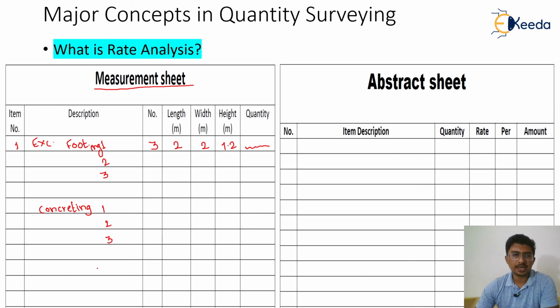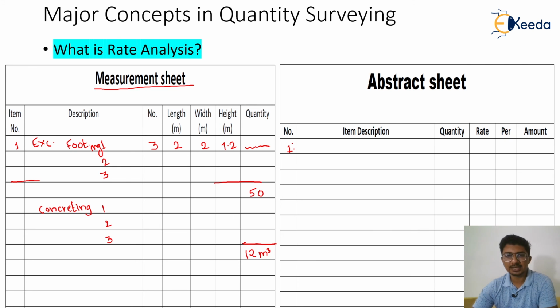Then we are going to have the shuttering. So like that we are going to have everything. Now at the end we are going to sum up: for excavation for footing, how much quantity I am going to need. Suppose 50 meter cube is the quantity I am going to take out. For concreting also, suppose I am going to use 12 meter cube of concrete. So this 50 and 12 I am going to utilize for the abstract sheet.